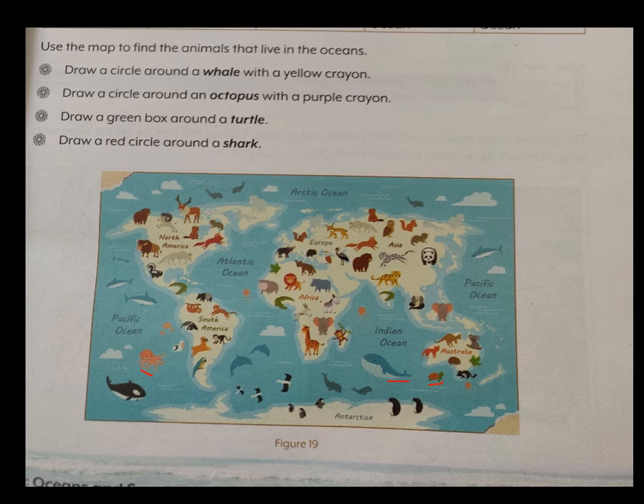Draw a red circle around a shark. There is the shark. Okay, draw a circle around the whale. So this will be the whale, I think so. Here is the whale. Okay, this can be the shark. That's the last one. Draw a red circle around the shark. I think it's shark. And this can be the whale that will be in yellow color.